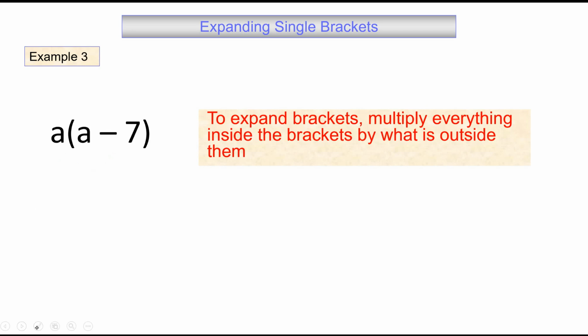Another example, a open bracket a minus 7 close bracket. So first of all, we need to do a times a, which will give you a squared, and then a times minus 7. Now remember, a positive times a negative is a negative. A times 7 we write as 7a.